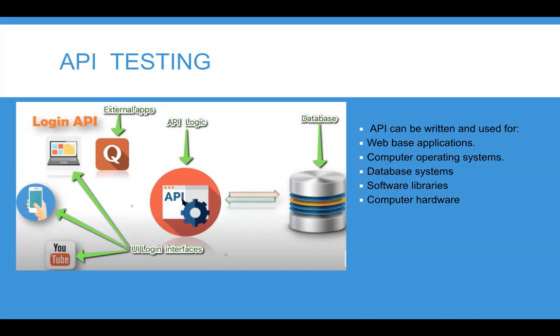It says, okay, this is Mr. John, Mr. John is verified, and then you're able to access your email accounts on your devices. I also spoke about external apps, such as weather forecast websites or travel and airline purchasing systems. They can also make use of APIs.